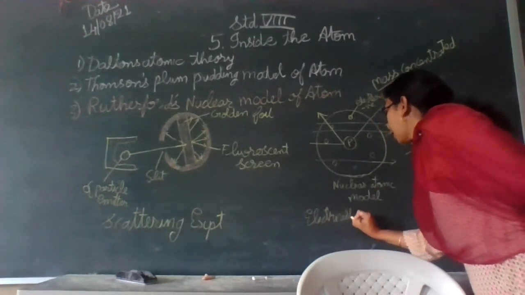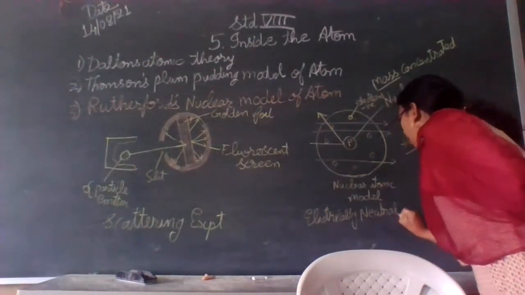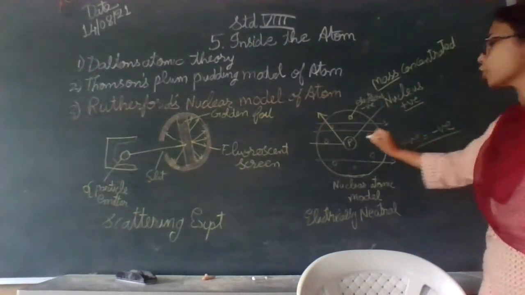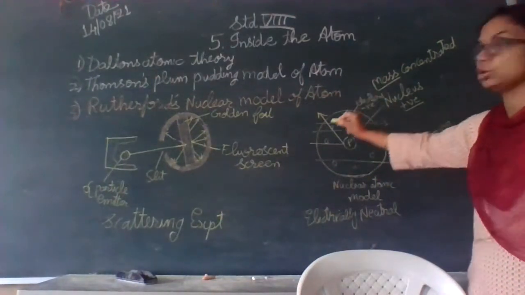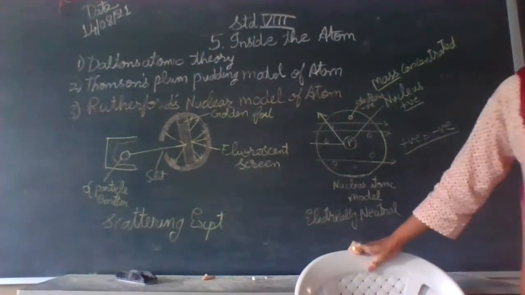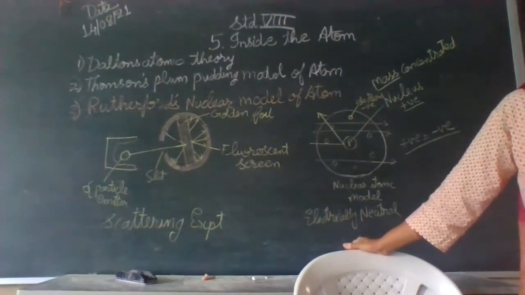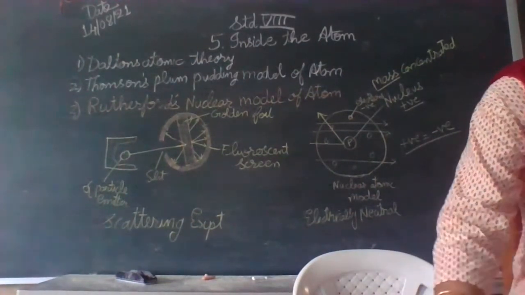Electrically, this atom is going to be neutral. Why? Because the positive charge in the nucleus and the negative charge around the nucleus are equal. So the atom as a whole is going to be neutral.